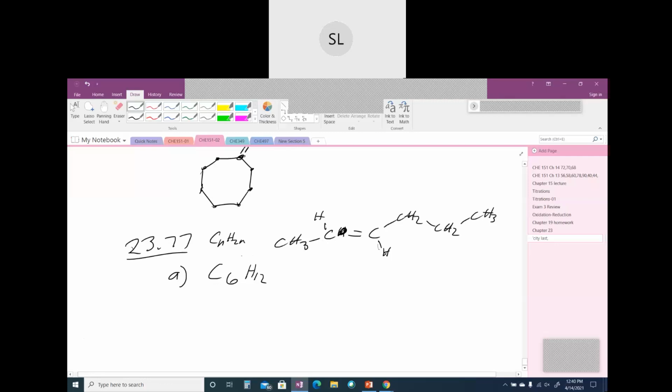Write the condensed structural formula. So condensed structural formula, well, that's what that is. That is the condensed structural formula.